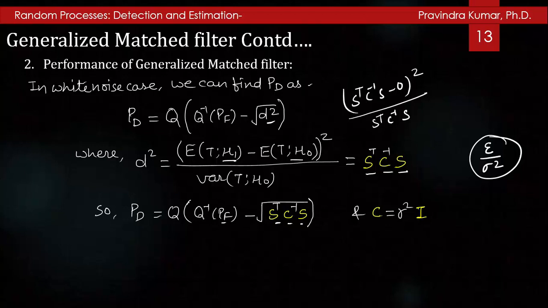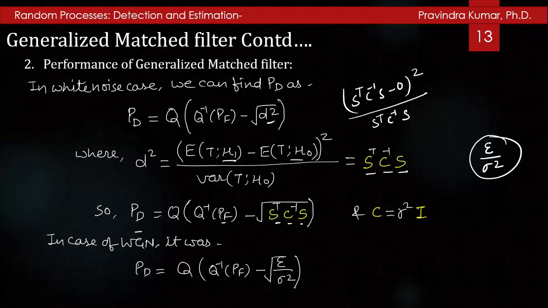In white Gaussian noise, the signal shape was unimportant; only the signal energy matters. Now here the signal can be designed to maximize s transpose C inverse s for the probability of detection.